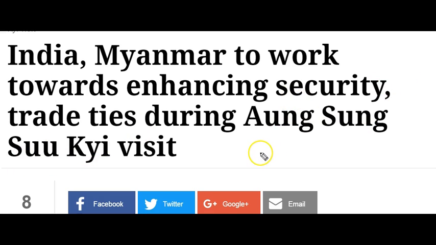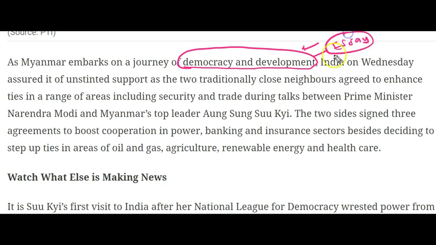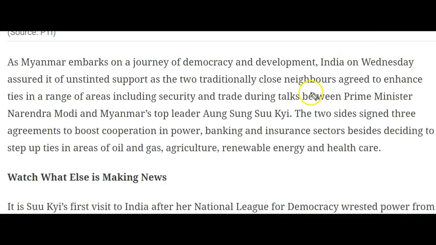During the visit, 3 important agreements were signed between India and Myanmar. Both countries spoke about democracy and development because both are democratic nations. You can get an essay topic on democracy and development, so prepare thoroughly on it.